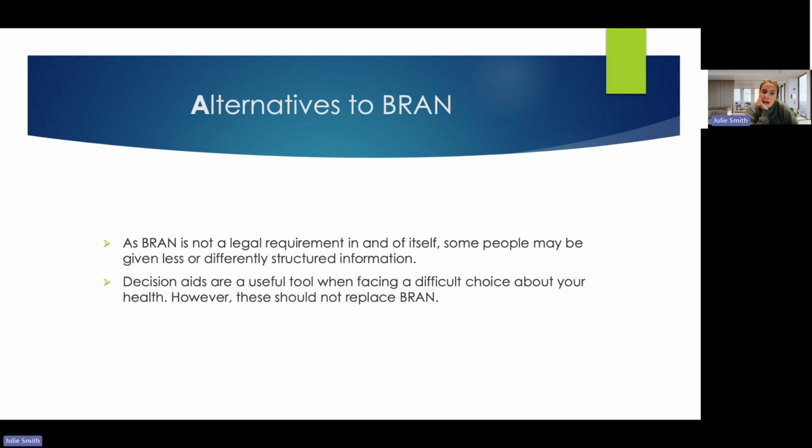Alternatives to BRAN, like I said, it's not a legal requirement. And so that means that depending on where you are, what trust you are in, what catchment area you're living within, what clinic you go to, whether it's a private hospital or NHS, there's no guarantee that you're getting the same level of information, as each trust or each site is responsible for sourcing that information themselves. So you may get it in a slightly different way.